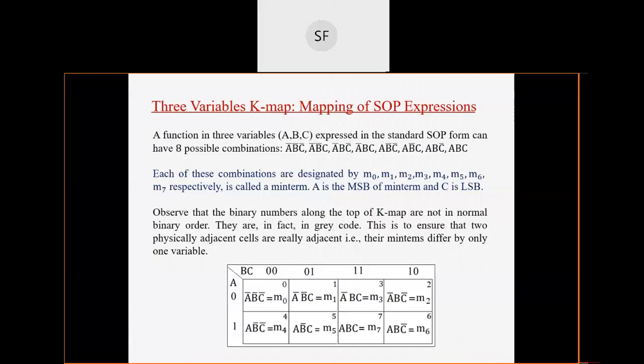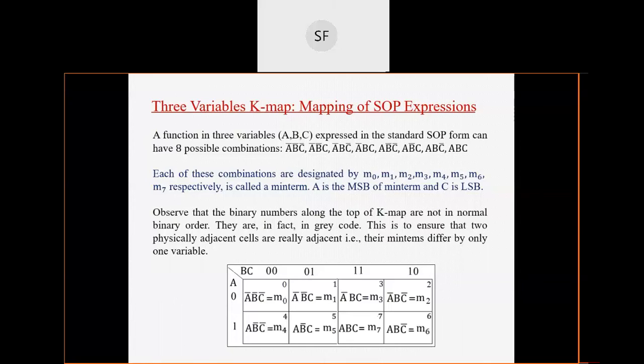In every variable K-map, you will get mapping of SOP and POS. Again in 3 variable also mapping of SOP and POS, and again in 4 variable also you will get the mapping of SOP and POS. The basic mechanism, basic working is the same throughout. The only difference is that the structure of the K-map will vary. Otherwise you have to do the same things.